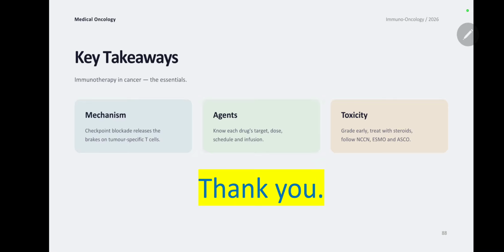Okay, so I think we now know about the mechanism, the agents and the toxicity. Some topics like cancer vaccines and CAR T cell therapy we will discuss in later classes. Thank you.